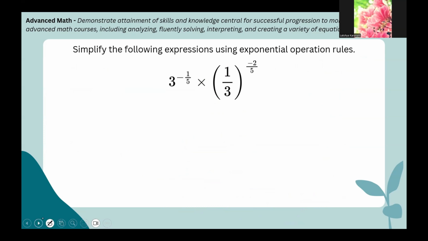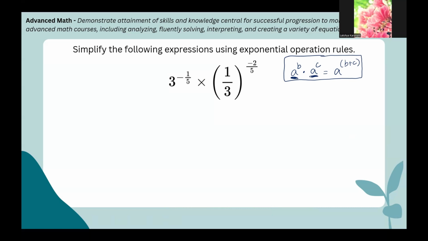So, if you remember exponential operation rules, you should know that if you're multiplying two exponentials with the same base, right? The same number in the base, the product of the two will be the same base and the exponents will be added to each other. Okay? This is the rule we're going to use here. There are several exponential rules that you should know for the SAT, but this is the one that you need to know for this particular problem.